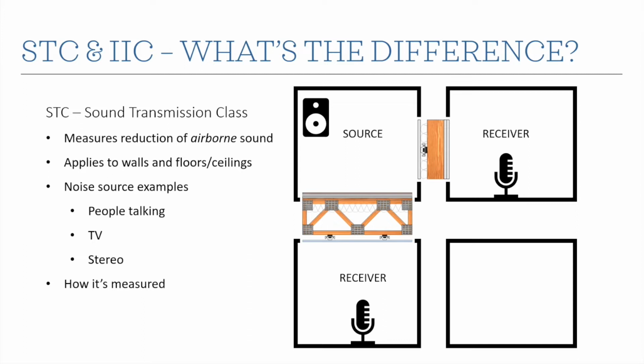So with that, let's get into it and start talking about what these different ratings are and what the difference is between STC and IIC ratings. First off, STC stands for Sound Transmission Class, and it measures the reduction of airborne sounds. That's really sounds that start within the air. Examples are people talking, TVs, stereos, those sorts of things. STC ratings apply to both walls and floor ceiling assemblies. You can also have STC ratings for doors, windows, things like that.